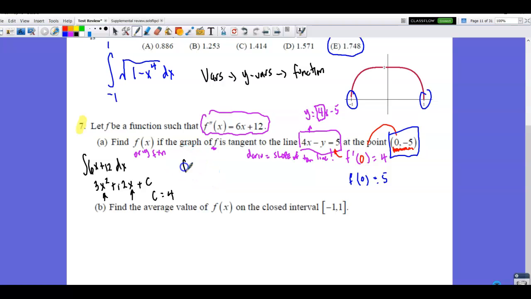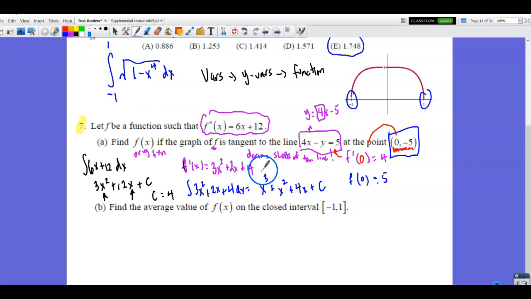So f prime of x, the first derivative function, is 3x squared plus 2x plus 4. Now we're going to go blue. We're going to find the antiderivative of f prime. So the antiderivative of 3x squared plus 2x plus 4 dx is x cubed plus x squared, I'm using the reverse power rule, plus 4x plus c.